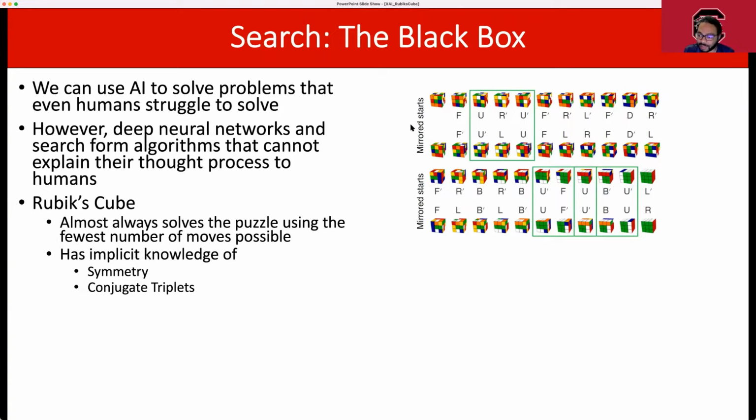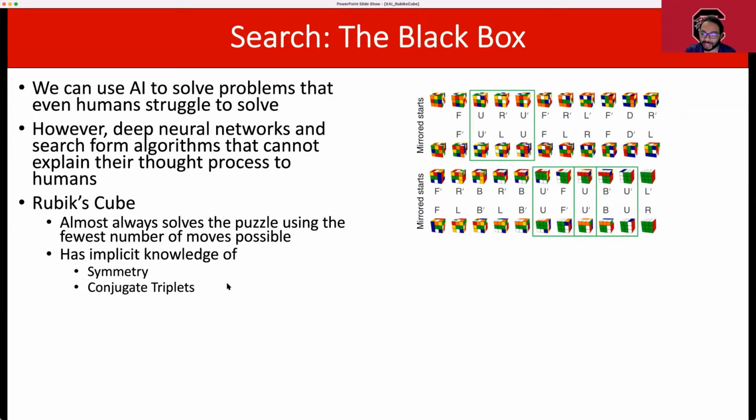So if we do some digging, for example in the Rubik's Cube domain, we can see that it knows something about symmetry. If you give it mirrored states, it'll often find mirrored solutions to mirrored states. Here are two mirrored states, and you see that the solution it finds is actually a mirror solution. So maybe somewhere in the neural network, there's something about symmetry.